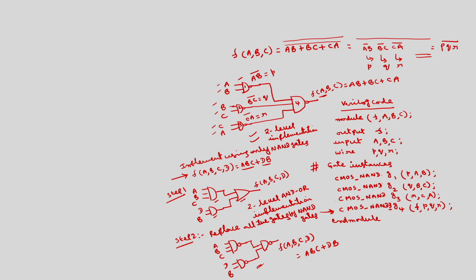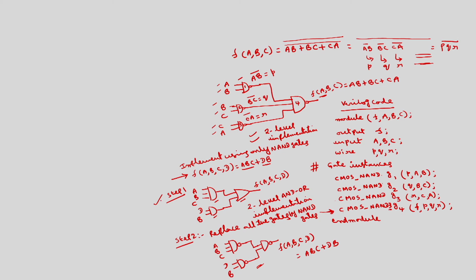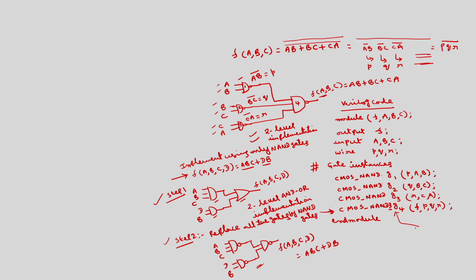This of course, we are going to obtain using De Morgan's law only, okay. But in general without using the De Morgan's law also. So, this is 2-step procedure to implement any Boolean function using the NAND gates. First you have to draw the 2 level AND OR implementation and then you have to replace all the gates by NAND gates. Okay. Suppose here if I want to use only 2 input NAND gates, because in most of the cases we will be having only 2 input NAND gates.